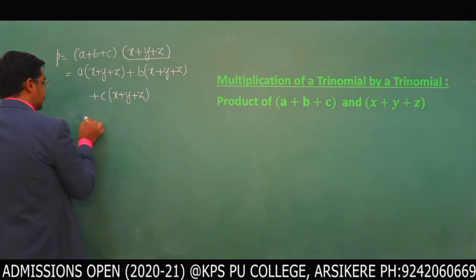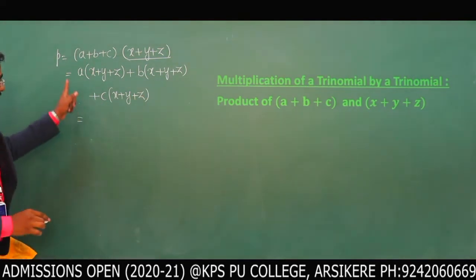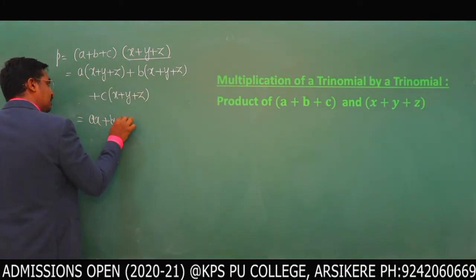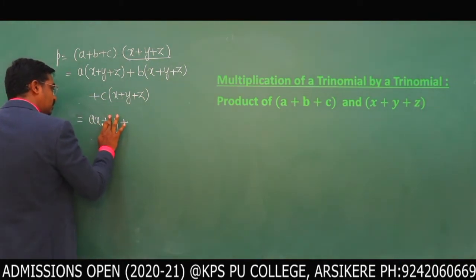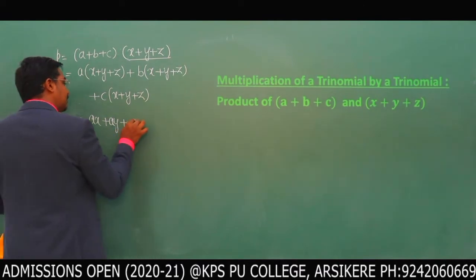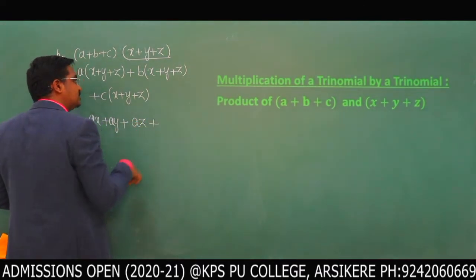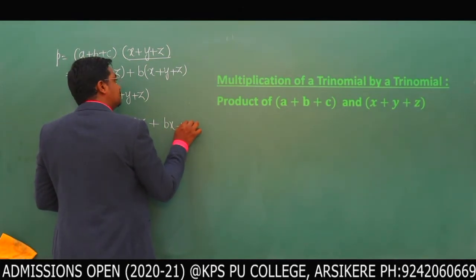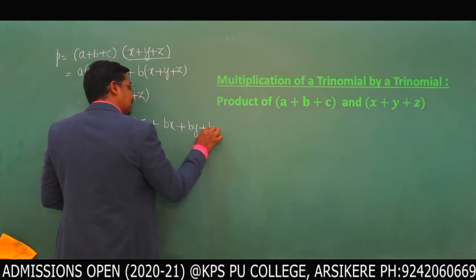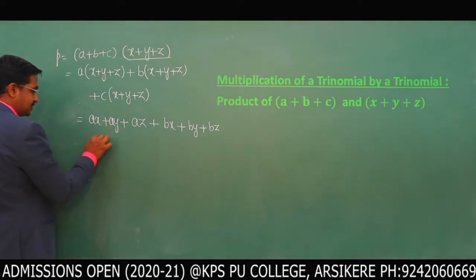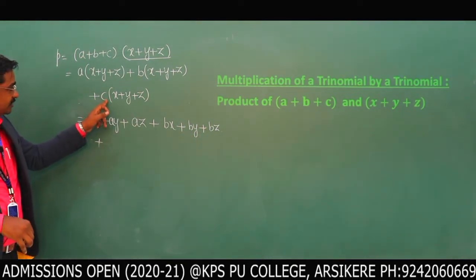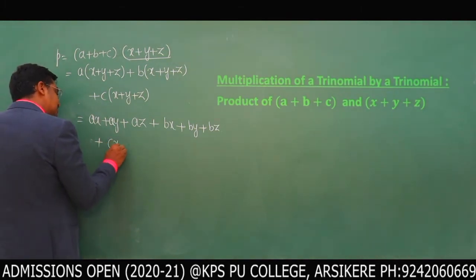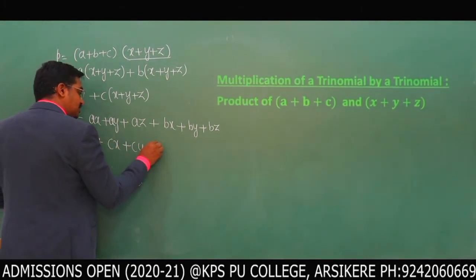Now this reduces as a into x becomes ax, plus ay, and the last term az, plus. Look at the second term: bx plus by plus bz, plus, and the last term is the product of c into x plus y plus z, that combines as cx plus cy plus cz.